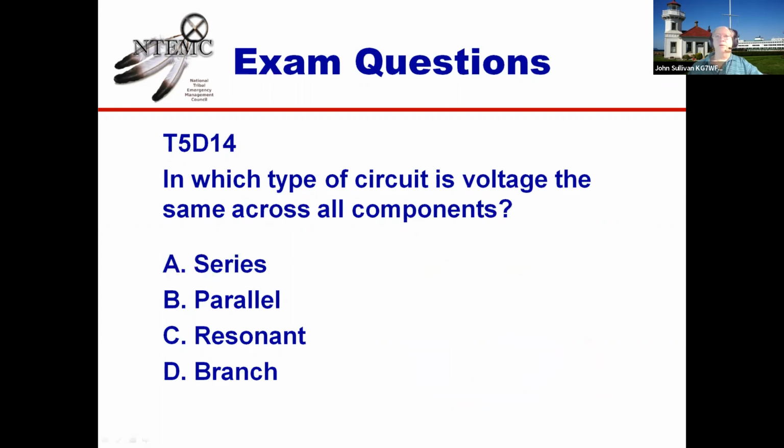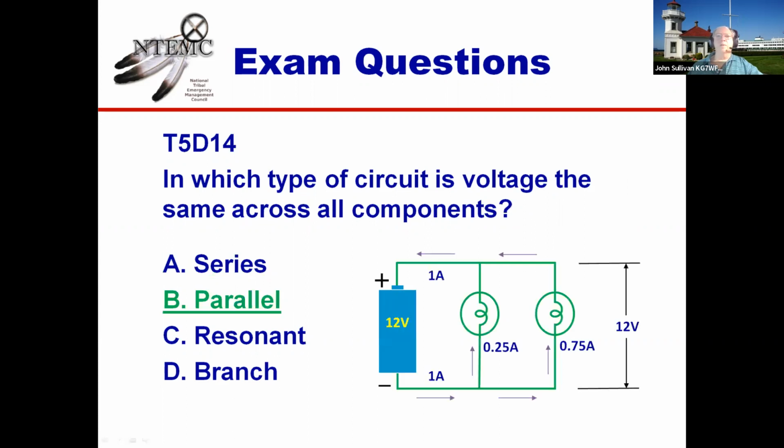In which type of circuit is voltage the same across all components? Well, as you might guess, it would be the opposite, the parallel circuit. The voltage is going to be the same, but the current will not be. The current will depend on what the load is that it's going through.